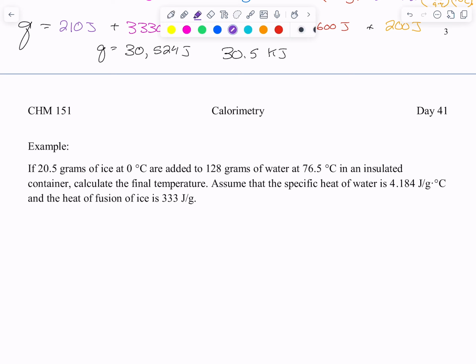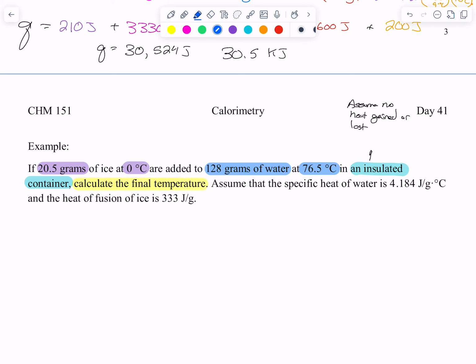All right. So, ice at 0, water, that, right? What does this mean, this insulated container? So we are in chemistry land, so we're going to assume no heat gained or lost, right, from this situation, okay? That's it, okay? We are going to calculate the final temperature.